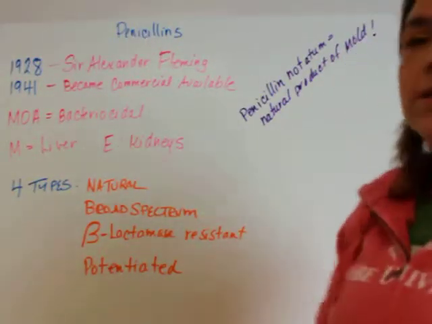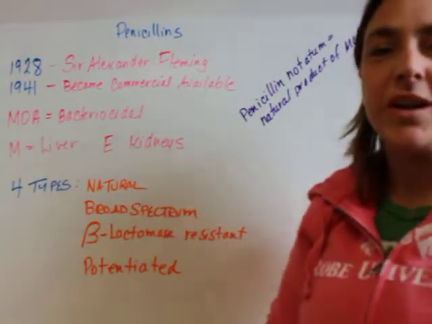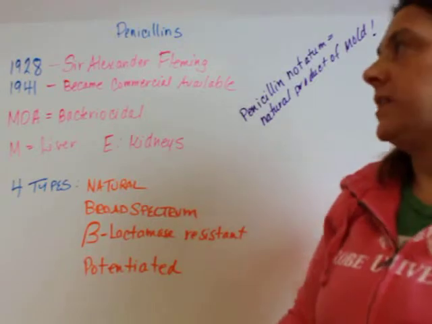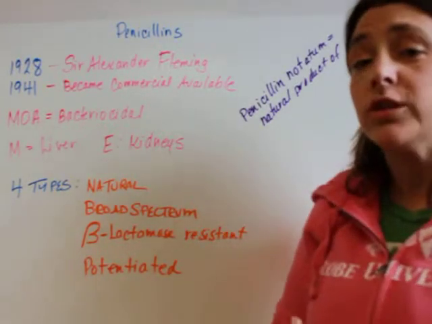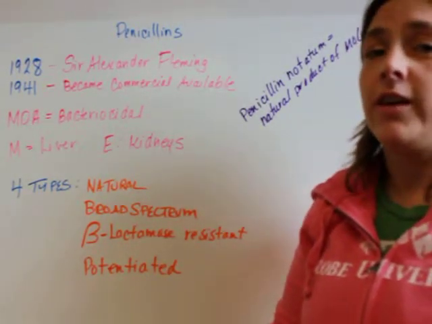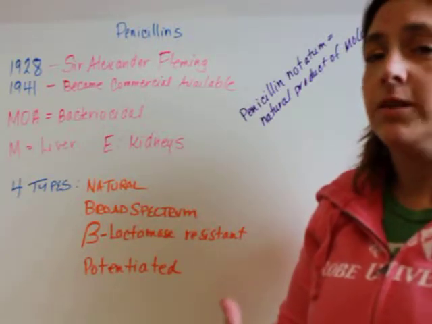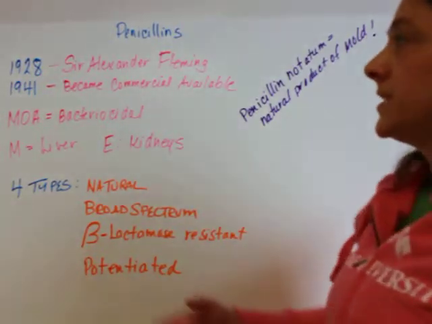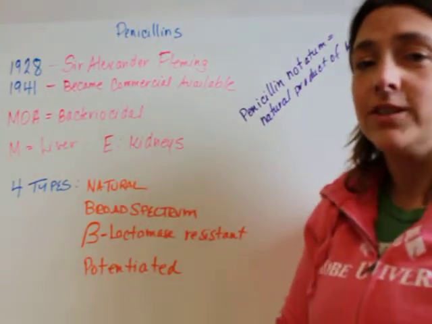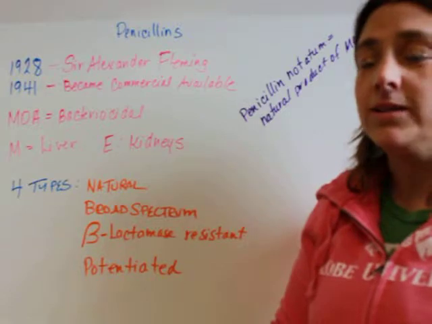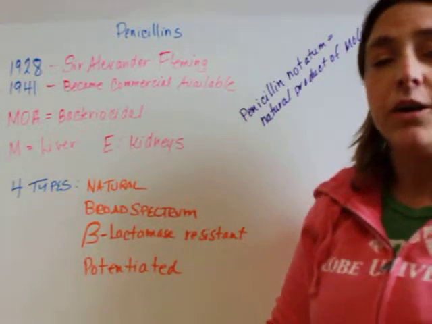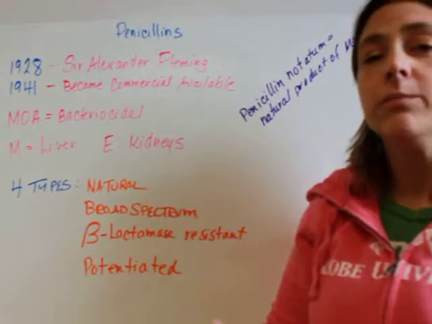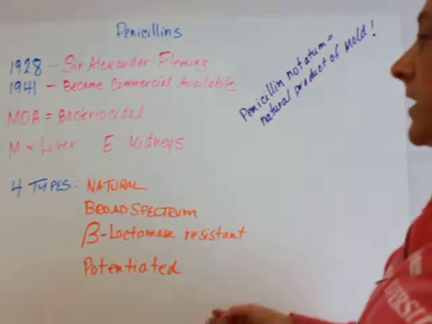So, penicillins were discovered in 1928 by Sir Alexander Fleming, and they became commercially available in 1941. They actually were a great drug that helped to save millions of people's lives at the end of World War II. Okay. Since 1941 and the advent of using antibiotics, we've been able to increase our lifespan as well as keep people from dying from simple infections.